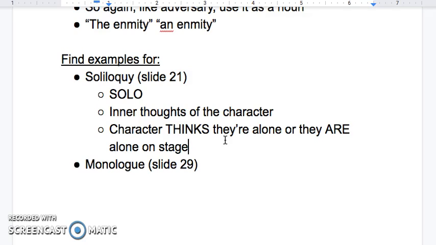Juliet thinks she's alone in part of the balcony scene, and she's talking about Romeo.